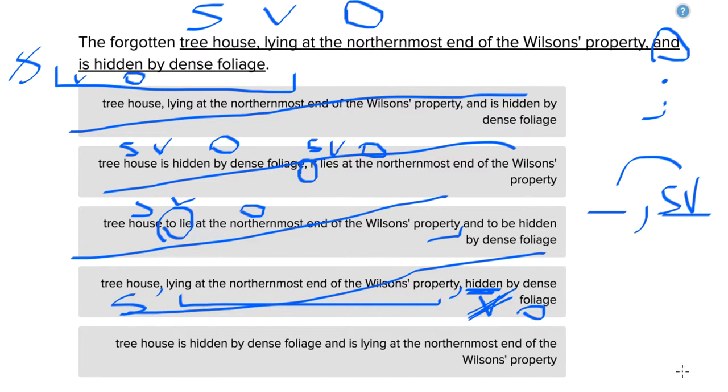But that leaves us with this one, which looks a little bit strange. And the reason this works is because of parallelism. Let's take a look at that. So the forgotten treehouse is hidden by dense foliage, and. So this is a complete sentence. We have the word "and," but this is fine. The forgotten treehouse was our subject, "is" our verb, what it is, the object, no problem. And we want another SVO here. We start with "is" though, and "is" is a verb. We don't have a subject.